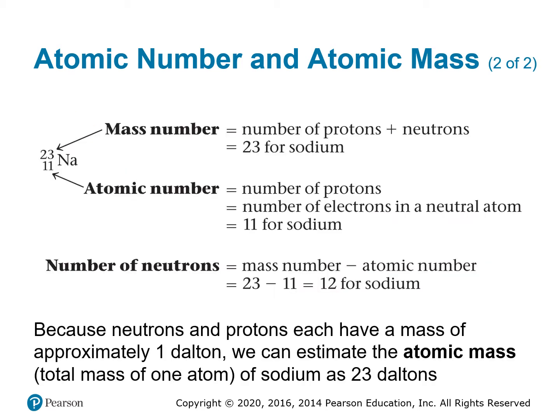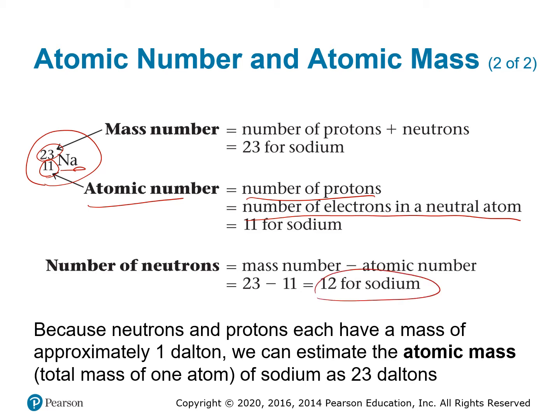On a periodic table, you'll see some numbers that look like this. Here's sodium. The number 11 is the atomic number, which is the number of protons. It determines the identity of the atom. And then if it's a neutral atom of sodium, it's going to have 11 electrons as well. The number at the top here is the mass number, which is the number of protons plus the number of neutrons. So for this particular element, there are 12 neutrons rather than 11, even though there are 11 protons. So we estimate the total mass to be about 23 daltons, since each of the protons and neutrons has about 1 atomic mass unit.